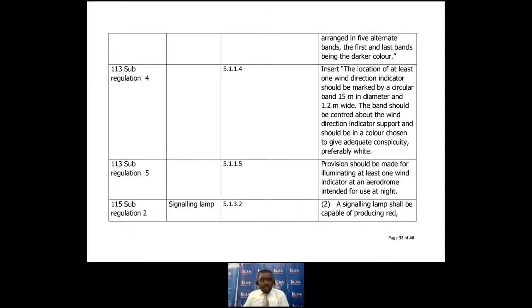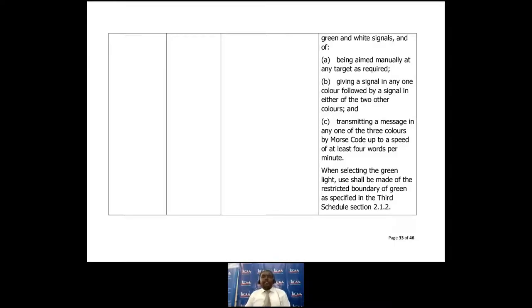Then 115 sub regulation 2 on signaling lamp. A signaling lamp shall be capable of producing red, green, and white signals, and of A, being aimed manually at any target as required, then giving a signal in any one color, followed by a signal in either of the two other colors, and transmitting a message in any one of the three colors by Morse code up to a speed of at least 4 words per minute. And then when selecting the green light, use shall be made of the restricted boundary of green as specified in the third schedule.